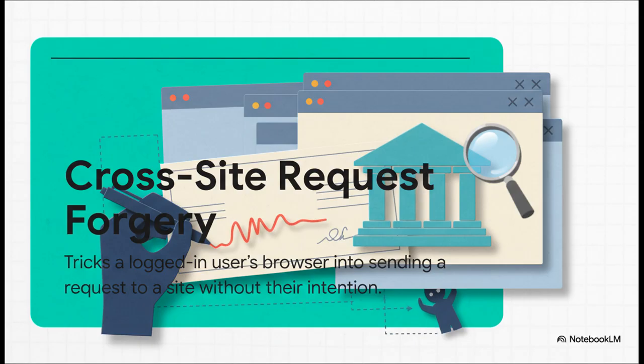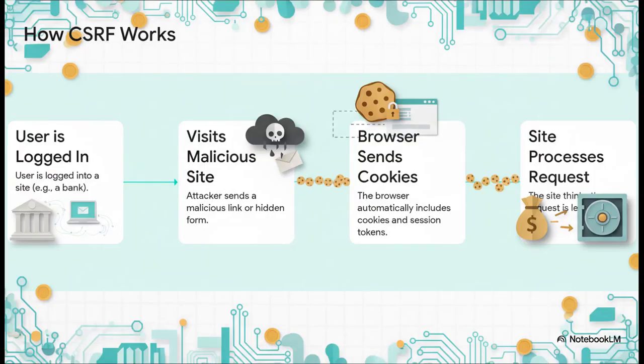So here's how the con plays out. You're logged into your bank's website. Then, in another tab, you visit some other malicious website. That site has a hidden request on it, maybe to transfer money from your bank account. And here's the kicker. Your browser, trying to be helpful, automatically attaches your banking session cookie to that request. Your bank sees a valid request with a valid cookie, and boom, it processes it.